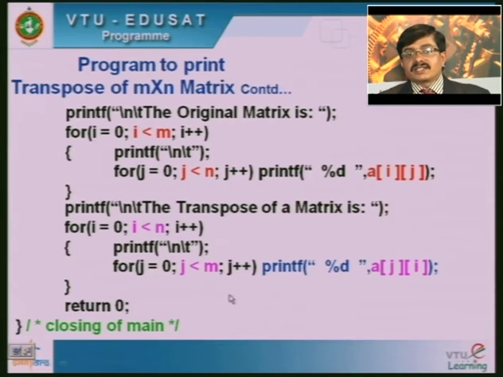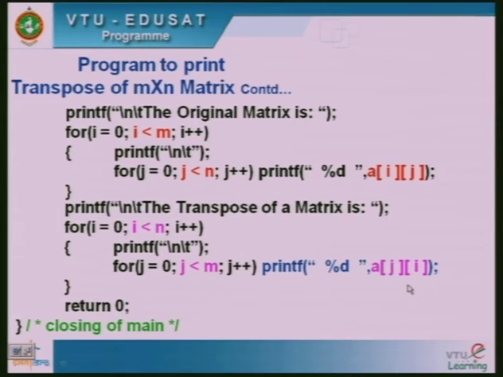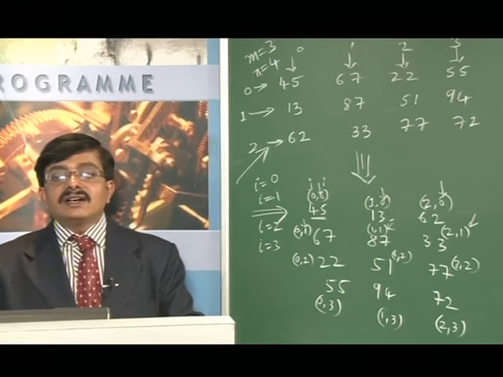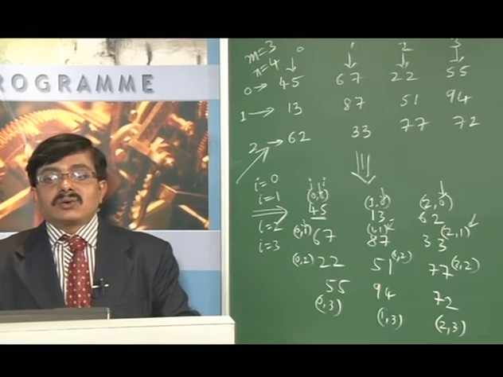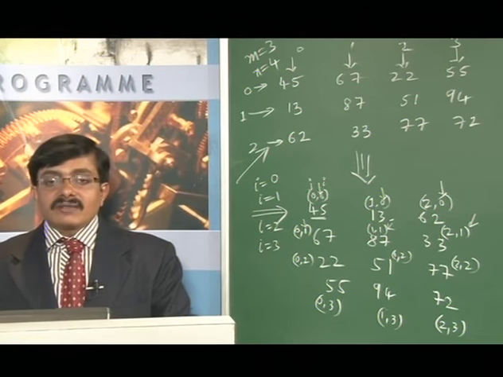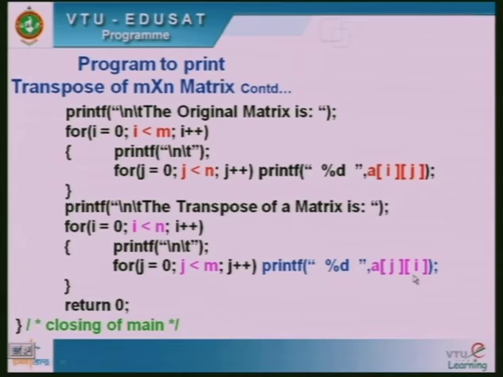The j will run first when i is equal to 0, and j will run from 0 to m, where m is the number of rows. So 0, 1, 2, 3 up to m minus 1 are the indexes for j. When i is 0, I will be printing 0,0; 1,0; and 2,0, varying the row subscript and keeping the column constant. This is the way I am going to print the transpose of a matrix.